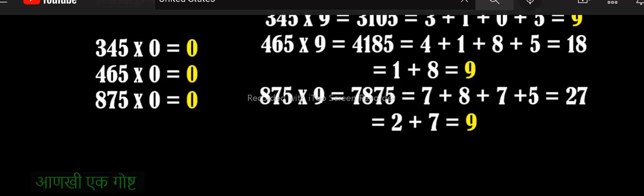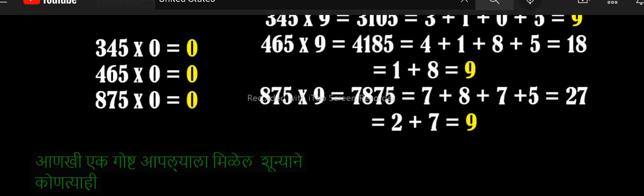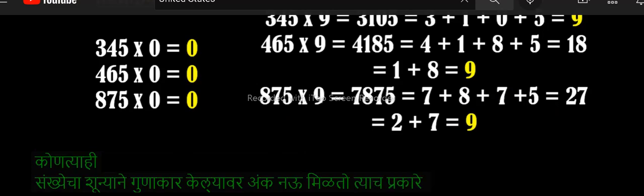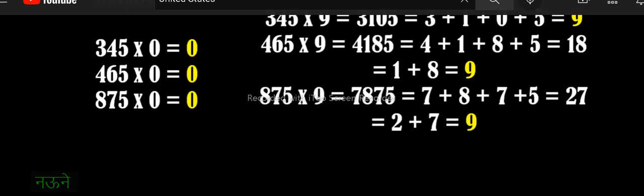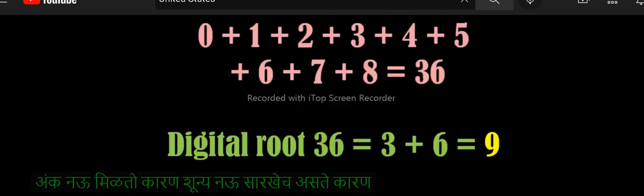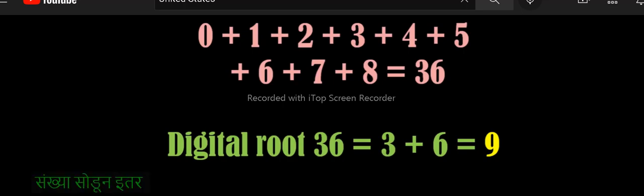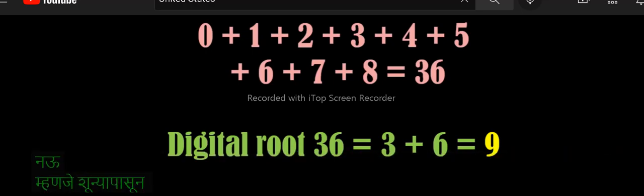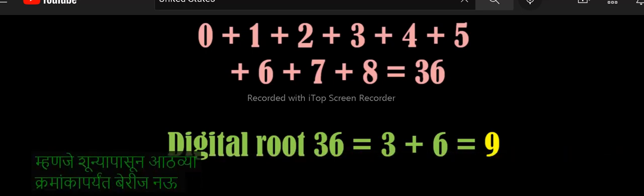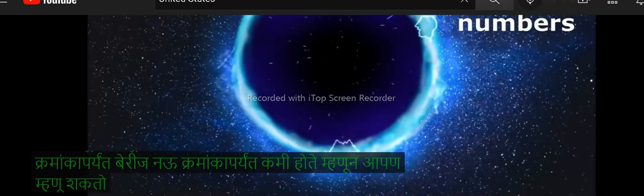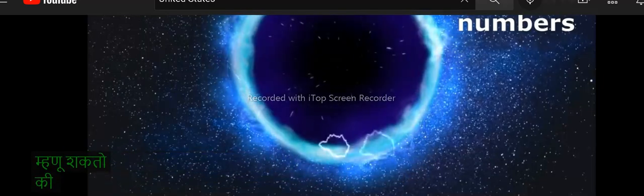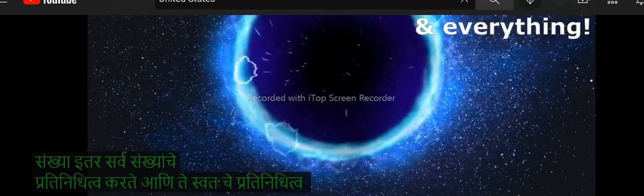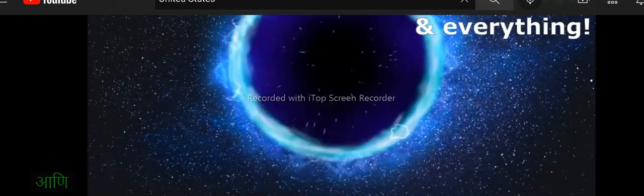One more thing, as we get 0 on multiplying any number by 0, in the same way we get number 9 as the digital root on multiplying it with number 9, since 0 is the same as 9. Let me tell you one more amazing fact about number 9. If we add all the numbers except number 9, that is from number 0 to number 8, the sum reduces to number 9. Hence we can say that number 9 represents all the other numbers. It represents itself and also nothingness and everything.